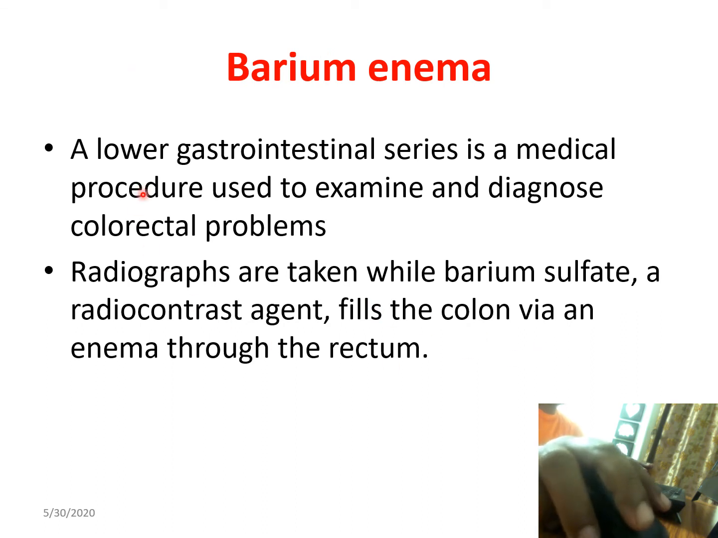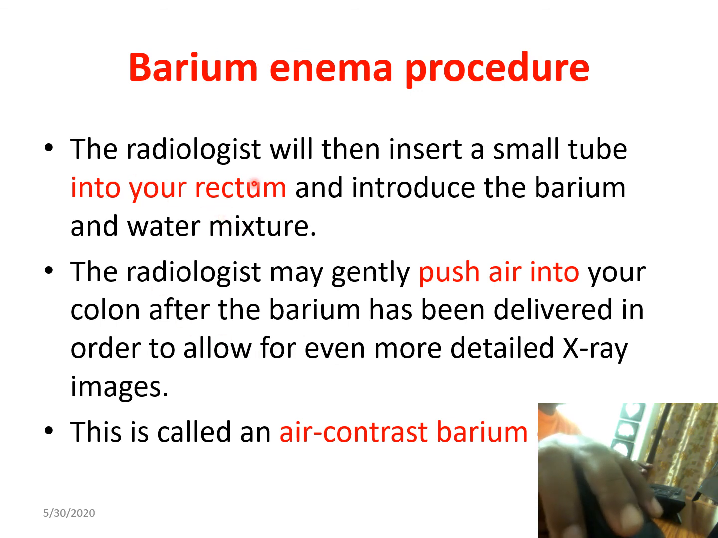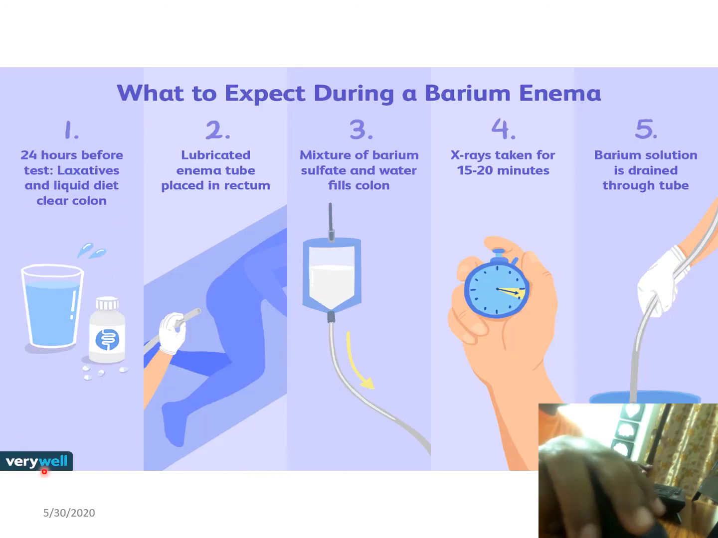Barium enema, another lower gastrointestinal series, is a medical procedure used to diagnose colorectal problems. Radiographs are taken while barium sulfate contrast is given via an enema through the rectum. They can push in air as a double contrast, or push the barium into the colon. When air is given, it is called air contrast barium. A lubricated barium enema tube is placed in the rectum. They will push the mixture, and X-ray is taken after 15 to 20 minutes.